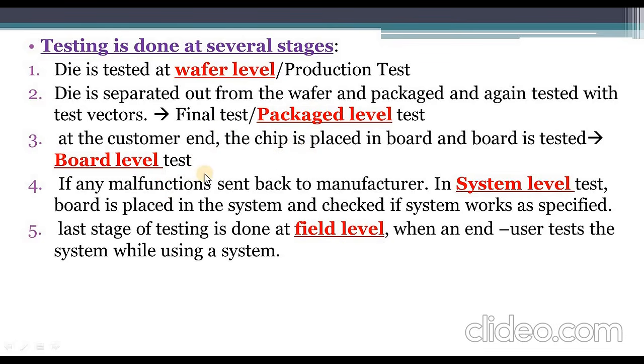So this test is called the board level test. Fine, next, system level test. If there are any malfunctions in the board level test, it will be sent back to the manufacturer. In system level test, the board is placed in the system and checked if the system works as specified or not. Fine. The last stage of testing is the field level testing, when an end user tests the system while using it. So these are the different stages of the testing of an integrated circuit.